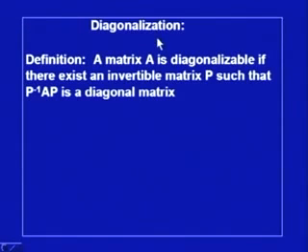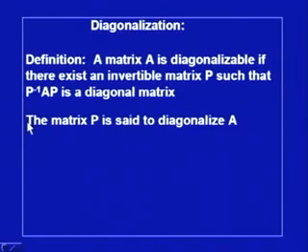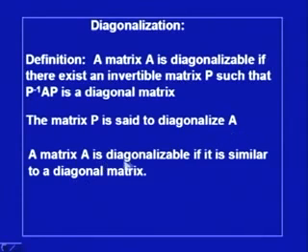So, I will first give the definition. A matrix A is diagonalizable if there exists an invertible matrix P such that P inverse AP is a diagonal matrix, and in such a case we say that the matrix P is said to diagonalize A. A matrix A is diagonalizable if it is similar to a diagonal matrix. We have already seen that if there exists a matrix like P inverse AP, then A and P inverse AP are similar. So, a matrix A is diagonalizable simply means that it is similar to a diagonal matrix.